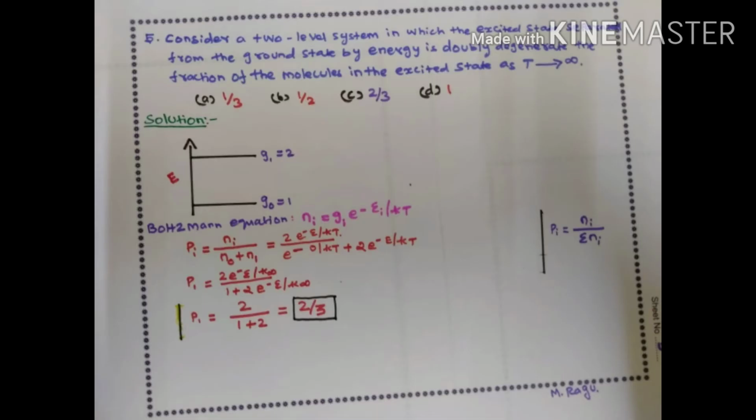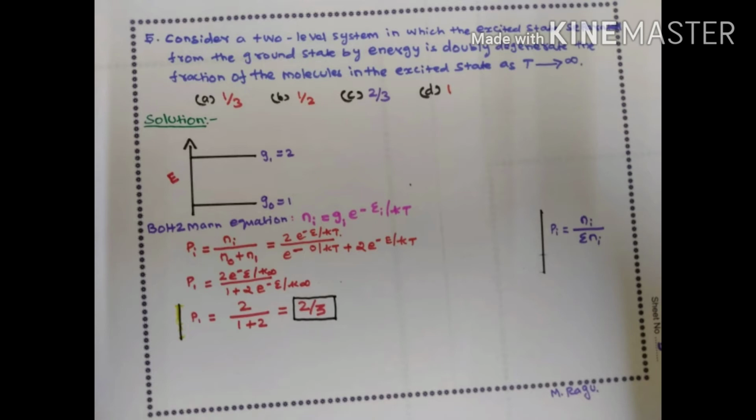Question number 5. Consider a two-level system in which the excited state, separated from the ground state by energy epsilon, is doubly degenerate. The fraction of the molecules in the excited state as temperature goes to infinity. This question is based on statistical thermodynamics. The two-level system is ground state and excited state.